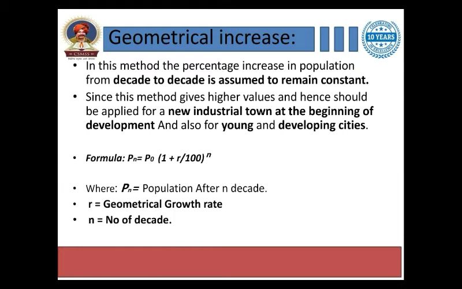It will be Pn is equal to P0 in bracket 1 plus R by 100, raised to n. Then what is R here? R is nothing but the geometrical growth. And the other terms we studied in the last method also. Pn is the population after n decades and n is the number of decades. Then how to calculate this geometrical growth? We will see in the next slide.